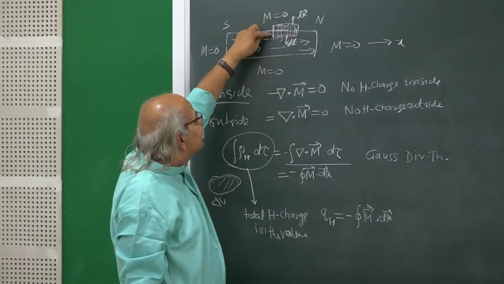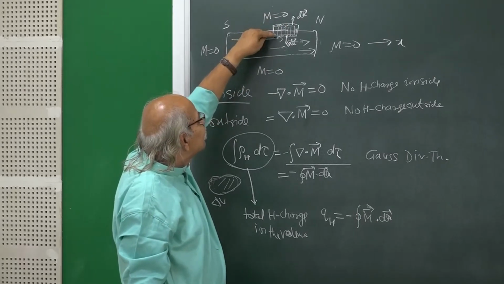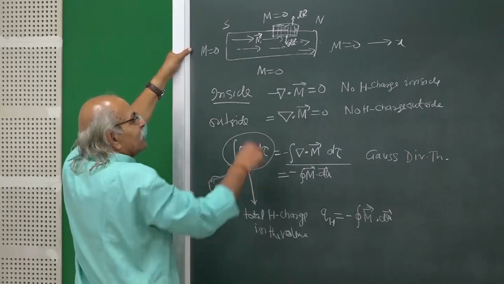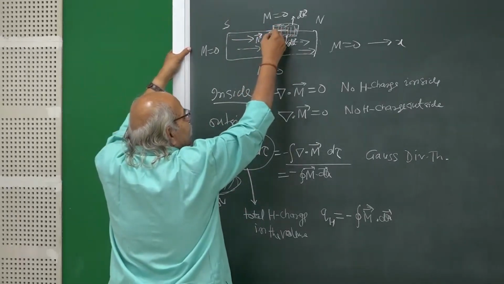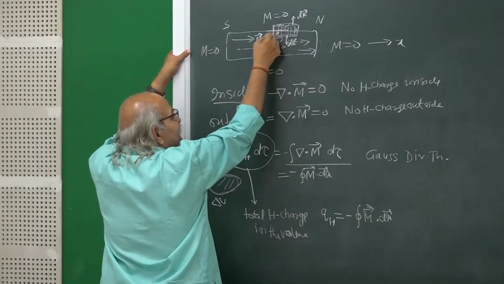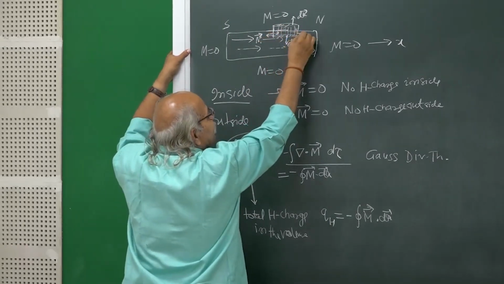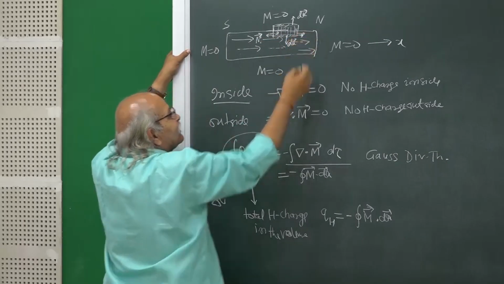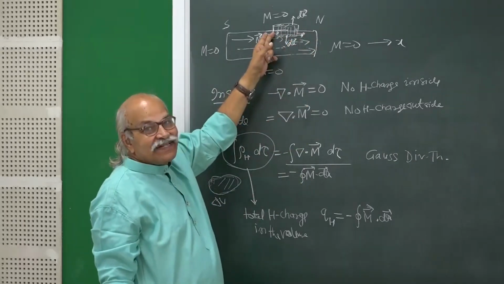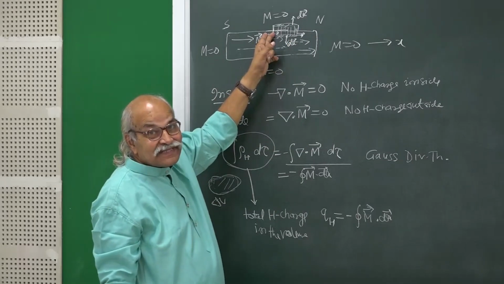In that case, the contribution from here and here will also be 0, and even in this case also, since this m is going this way and this dA will be this way, and here m will be going this way and dA will also be this way. So, this is m dot dA positive, this is m dot dA negative, will cancel out.